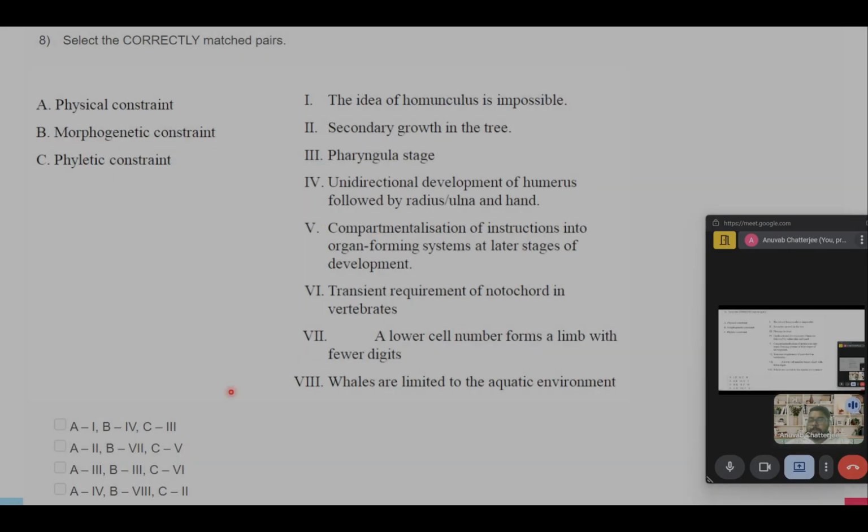Okay, moving on. Select the correctly matched pairs in these two options. On the left we have three different constraints of development on evolution, which are physical constraint, morphogenetic constraint, and phyletic constraint. On the right we have different options which can go along with these. Here we have to choose which of these actually match up. So a simple match the following, and this is a more than one option correct kind of question, so I will give you a moment to figure this out.